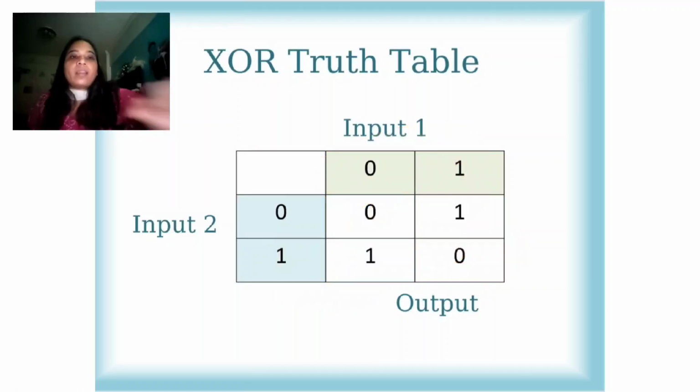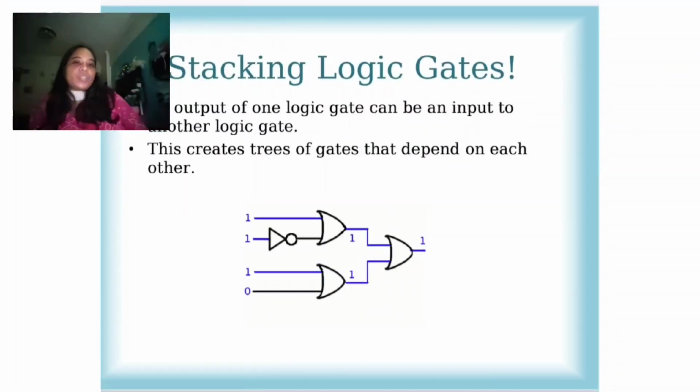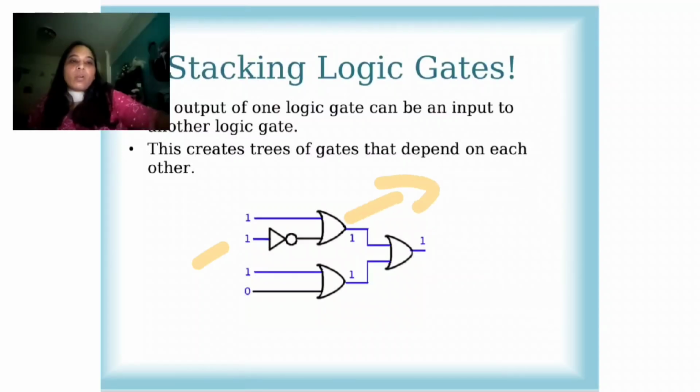Okay, and next, stacking logic gates. For example, here the output of one logic gate can be an input to another logic gate. Why do we create this type of arrangement? We make a tree of gates, so each and every gate depends on another gate. For example, here you can see a NOT gate connected with an OR gate. This OR gate is connected with another OR gate. That is called stacking logic gates.